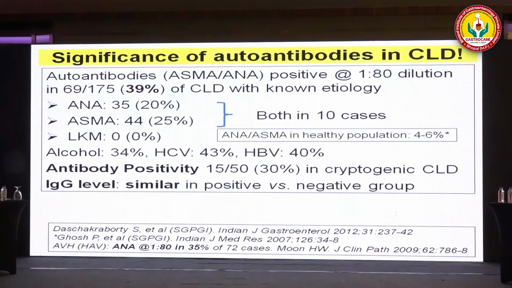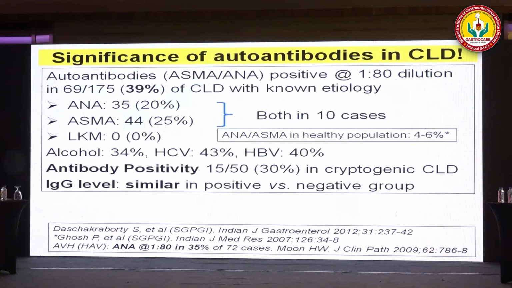But autoantibodies, how significant are they in making a diagnosis of autoimmune hepatitis? So this is a study done in SGPGI. This is an adult study. They have done the autoimmune markers in both known and unknown cases of chronic liver disease. Known cases of chronic liver disease including alcohol, HCV, hepatitis B, and what they have shown is that irrespective of the etiology, almost 40% of patients had autoantibody positivity.